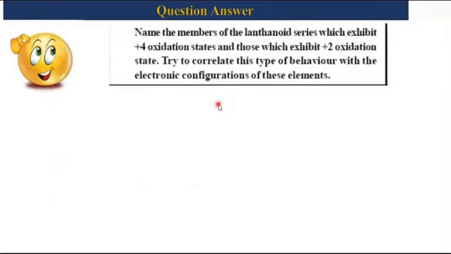Now the next, ये तो बताइए, name the members of the lanthanide series which exhibit +4 oxidation state and those which exhibit +2 oxidation state. Try to correlate this type of behavior with the electronic configuration of these elements. ये question है, इसका तो जवाब आपको देना चाहिए. अभी just now I have told you how many elements are showing +4 oxidation state and how many are showing +2.